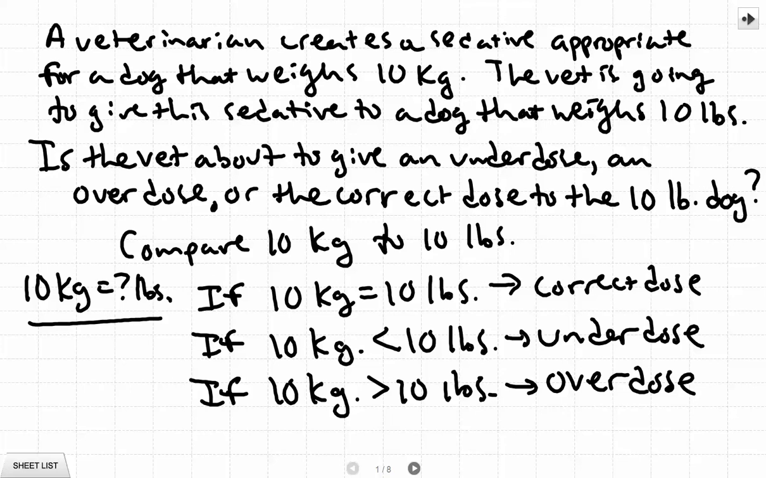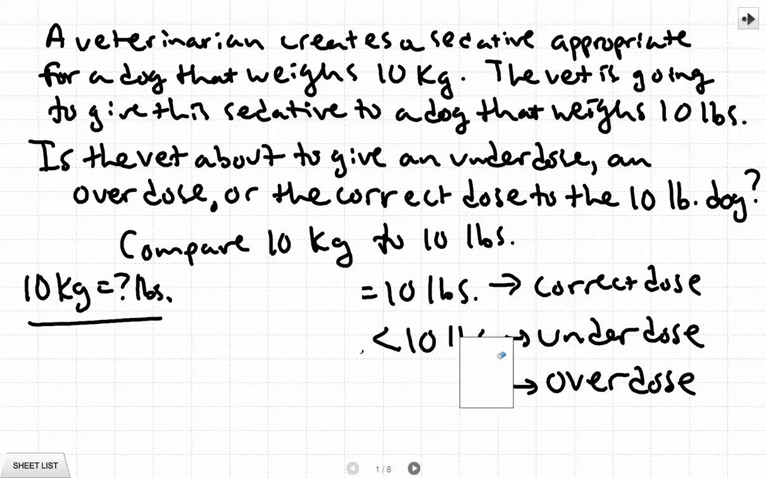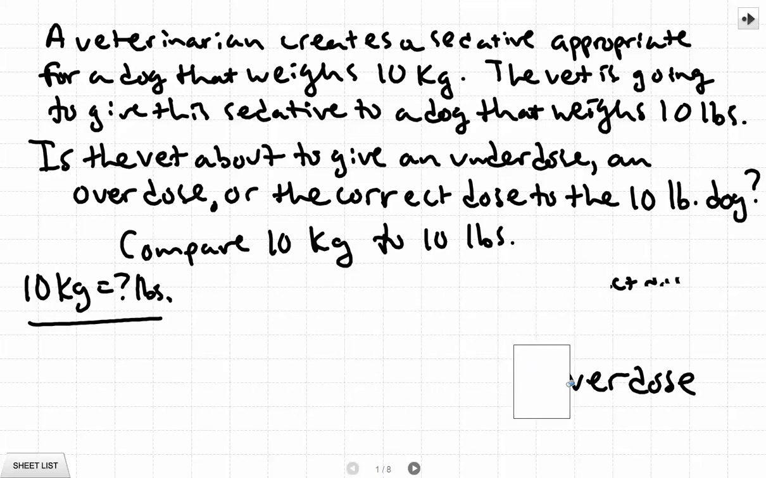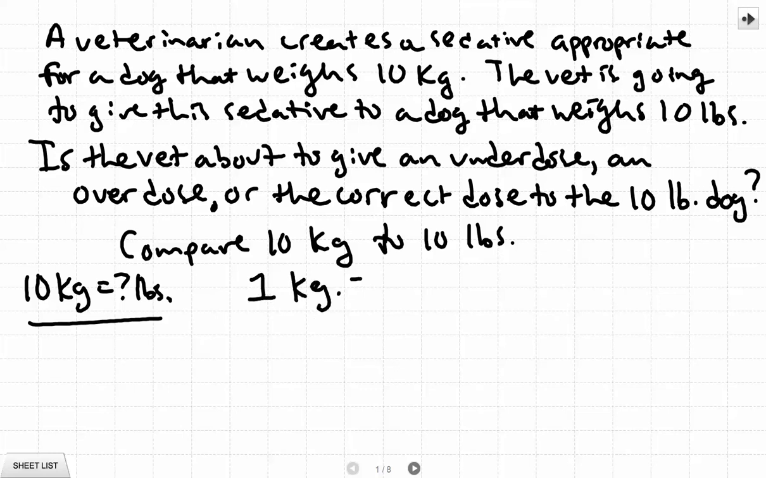So let me erase this, and we will see what we get. So we know from our unit of measurement conversion sheet that 1 kilogram is equal to 2.2 pounds. So right off the bat, you can see that pounds and kilograms are not identical. There's clearly more of one than the other. So this cannot possibly be a correct dose. Right? If 1 kilogram was equal to 1 pound, that would be a correct dose. But clearly, kilograms and pounds are not identical units of measurement.